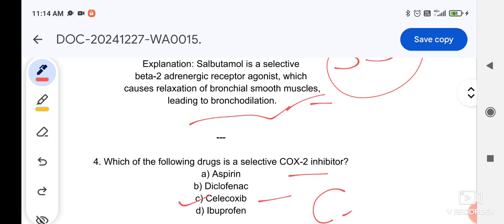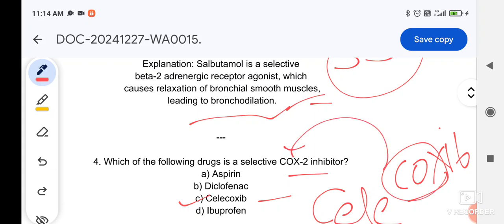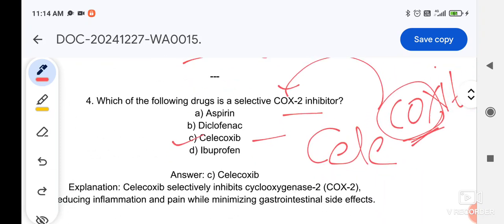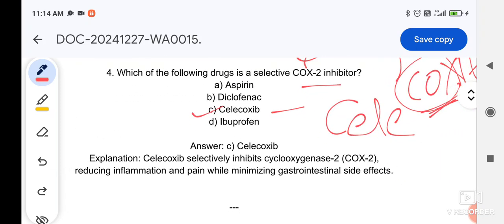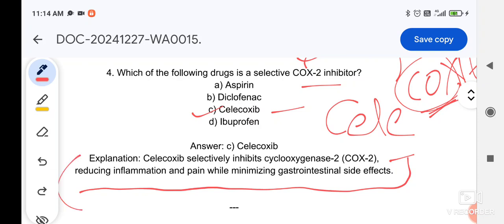Now in the name we can see it as coxib. Here, COX inhibitor, COX-2 inhibitor. So the correct answer is celecoxib, and the reason is that celecoxib selectively inhibits cyclooxygenase 2, that is the COX enzyme, reducing inflammation and pain while minimizing gastrointestinal side effects. This is the reason, and this is the question.